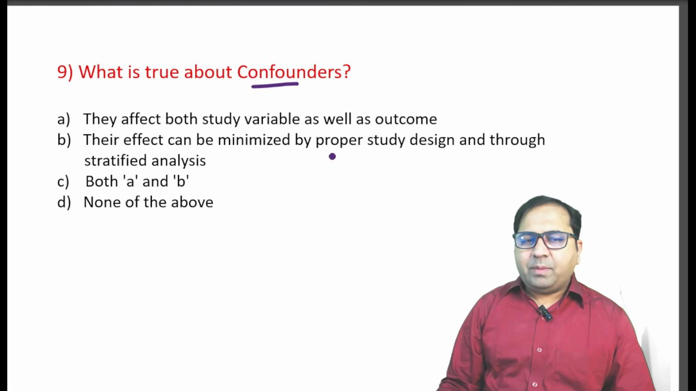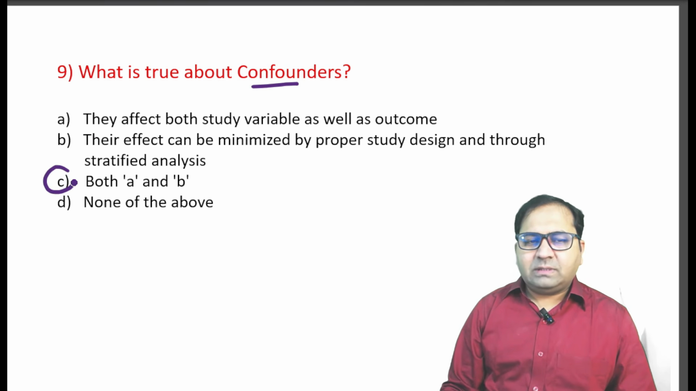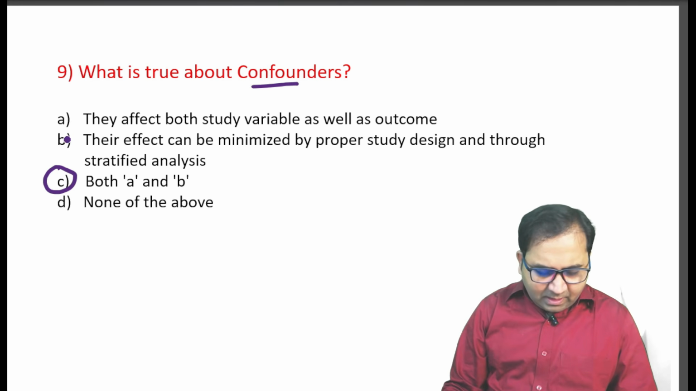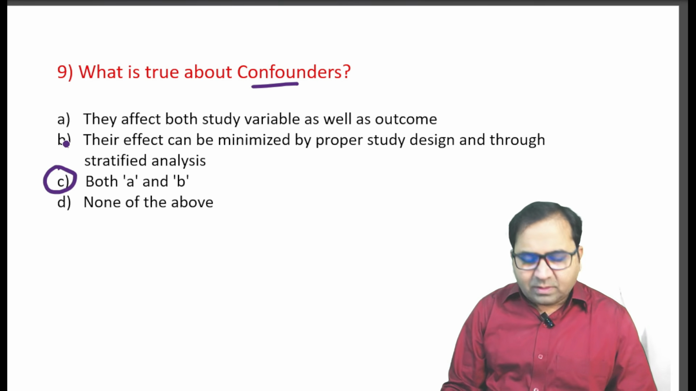B. Their effect can be minimized by proper study design and through the stratified analysis. Or option number C, A and B are correct. Or D, none of the above. Now, the answer for this question is option number C, that is both A and B are correct. Now, let us see what is the A option and what is the B option.